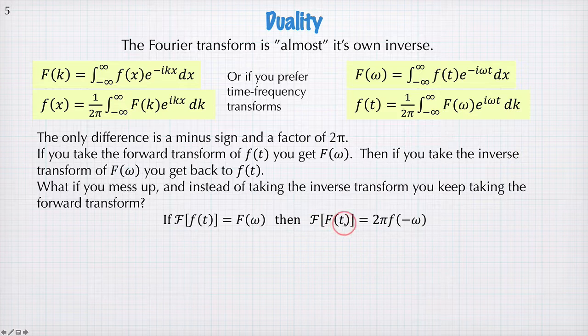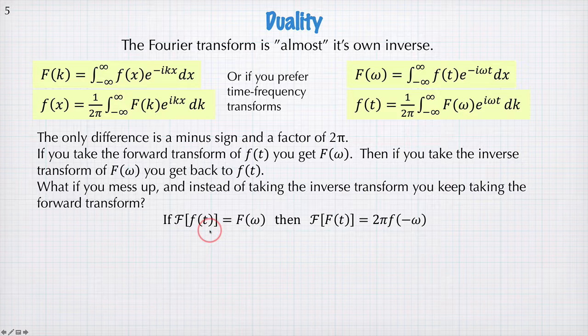When you take the forward transform of big F of t, you'll get back to the function little f, but now little f will be little f of minus omega with a factor of 2 pi out the front. The reason you've got a sign here and a 2 pi here is that instead of taking the inverse transform, you've taken the forward transform again. So you've got a factor of 2 pi wrong and a sign wrong from the kernel.